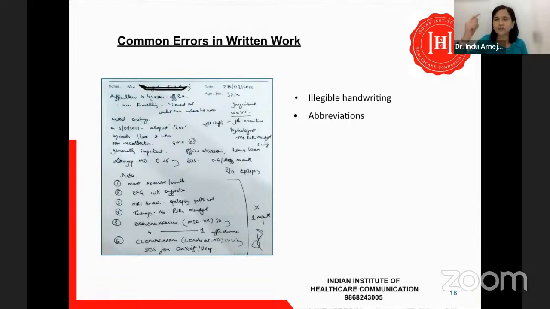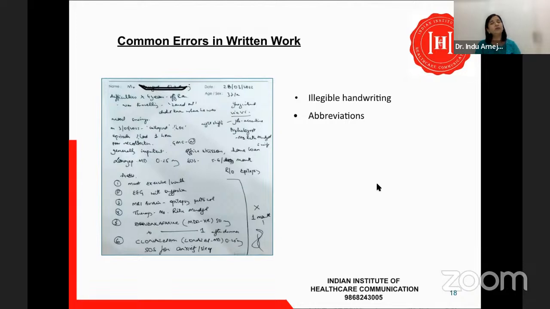I remember my husband is an ophthalmologist. So he had written for a patient all the medicines, and in the end he wrote, eye care as explained. The chemist gave some medicine for that also. So abbreviation is another challenge.